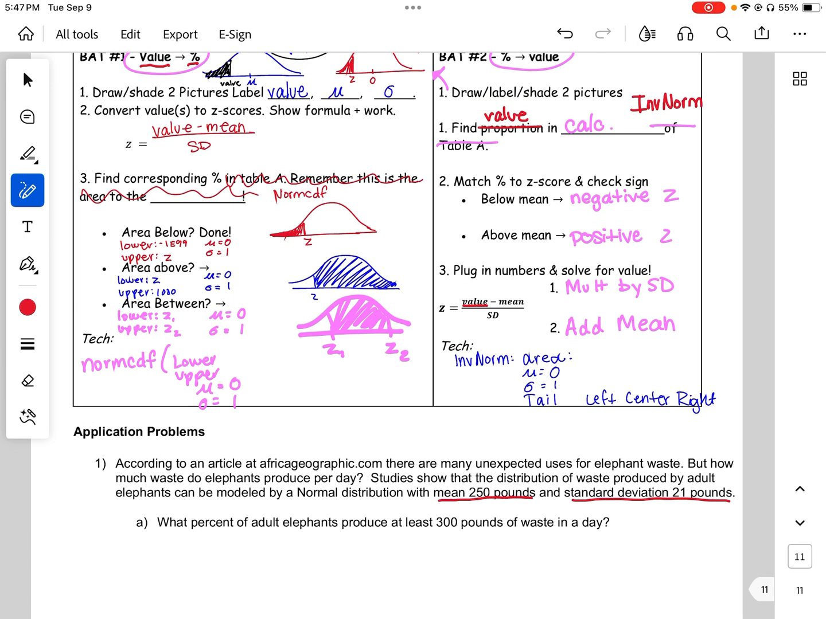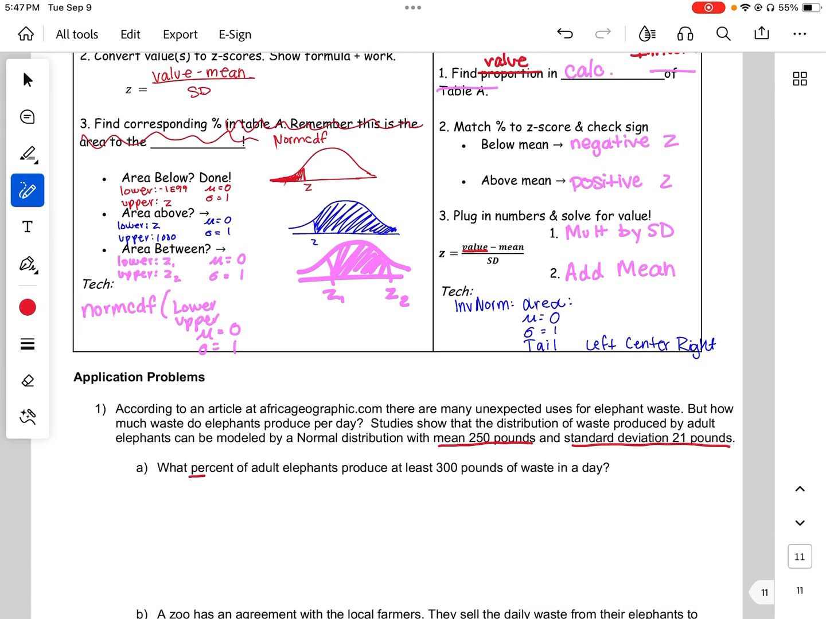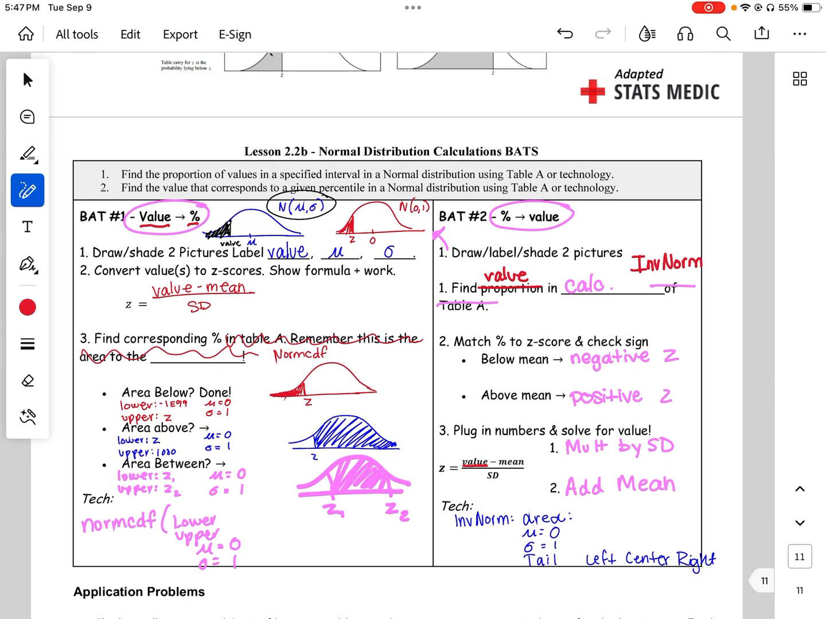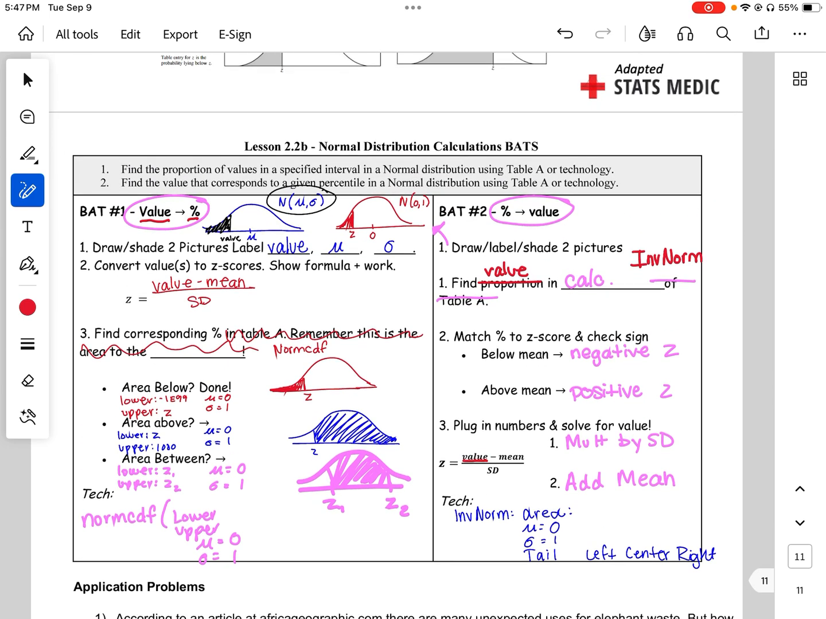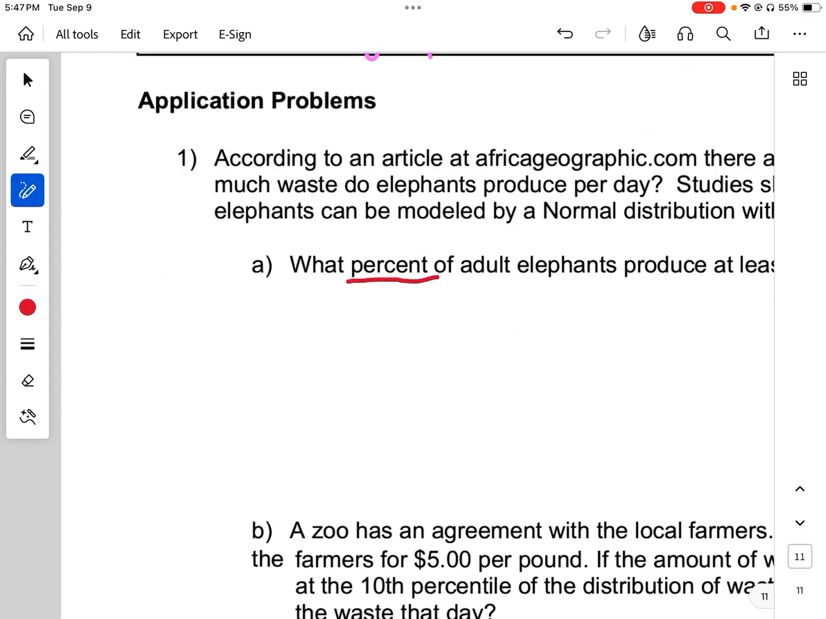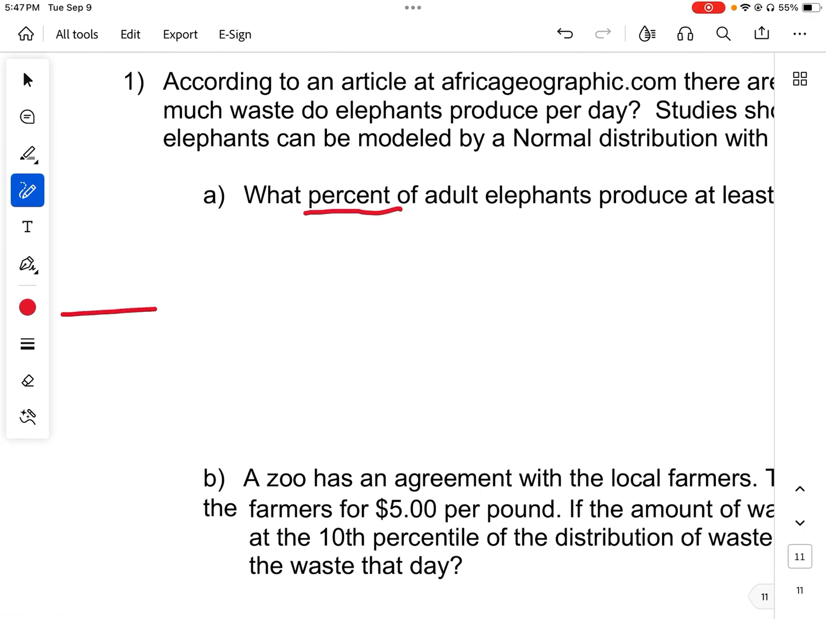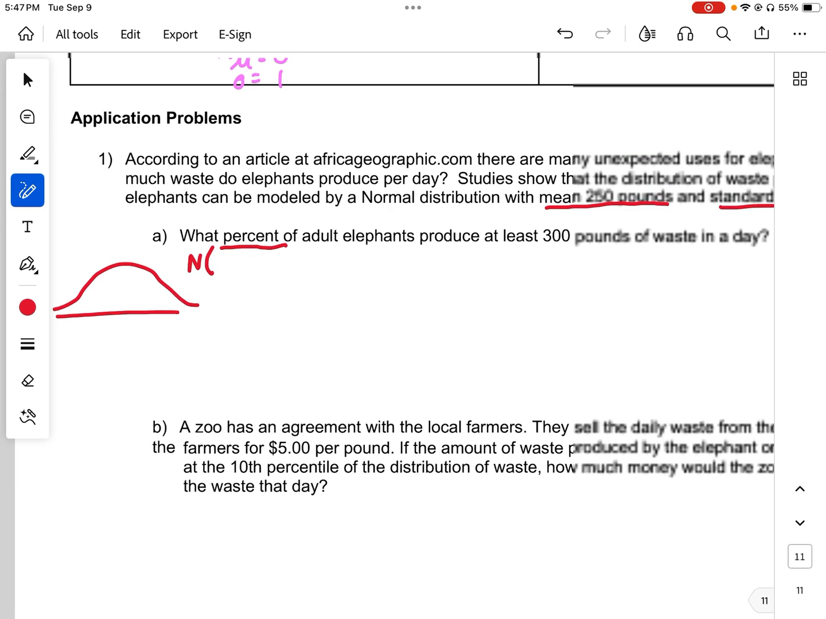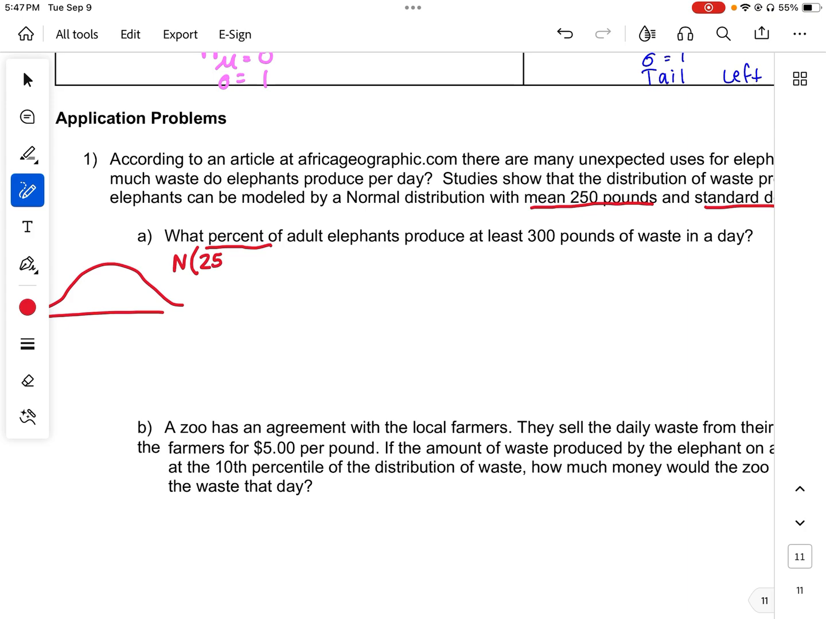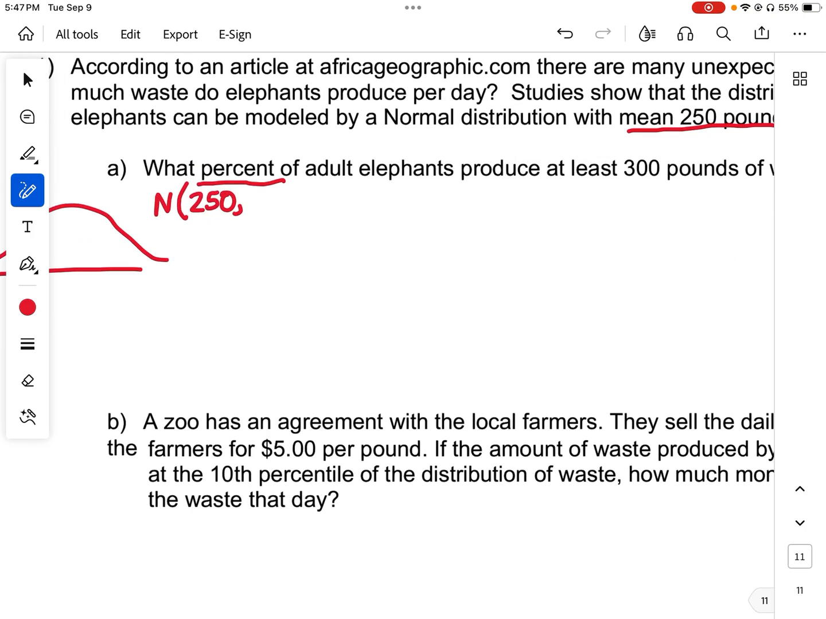Okay, so we are asked for what percent. So we are going to use number 1, value to percent. So step 1, draw and shade 2 pictures. Label as well. So I do need to label it. So 250, standard deviation of 21.